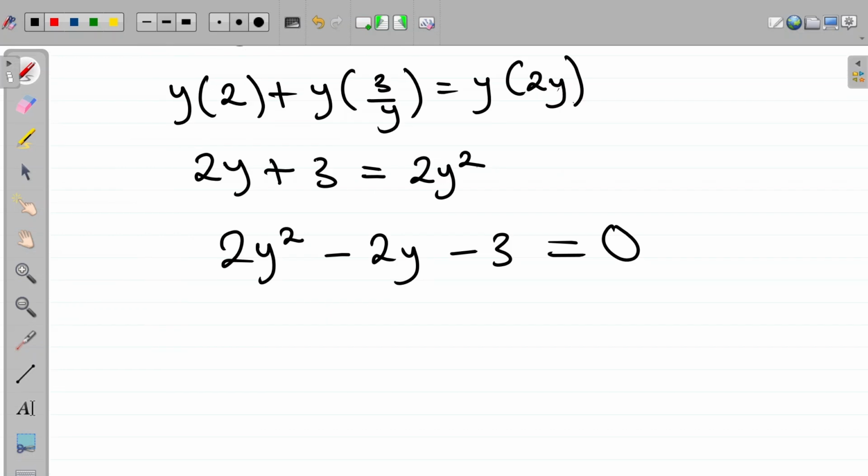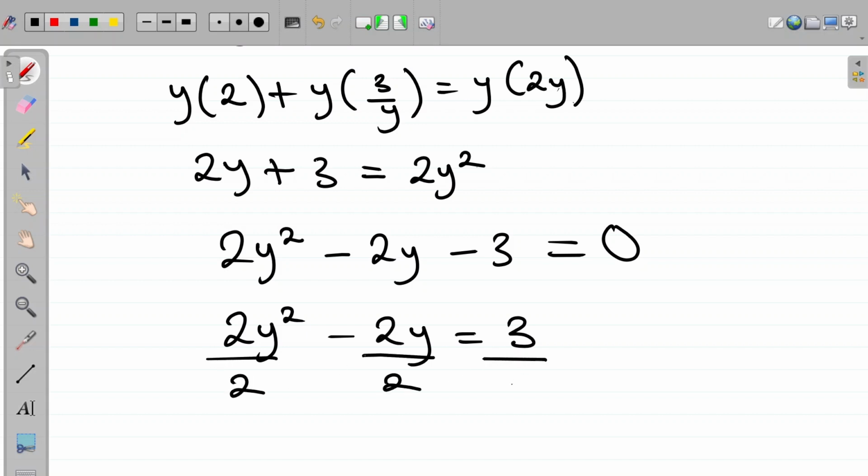Now we can solve using the completing the square method. So the first thing we do here is to move the constant term to the right hand side. So we have that 2y squared minus 2y is equal to 3. Now we divide through by the coefficient of y squared, which is 2. So here will be divided by 2, divided by 2, and divided by 2. So 2 can cancel out 2, we'll be left with y squared. 2 also can cancel out 2, so we'll be left with negative y equal to 3 divided by 2.